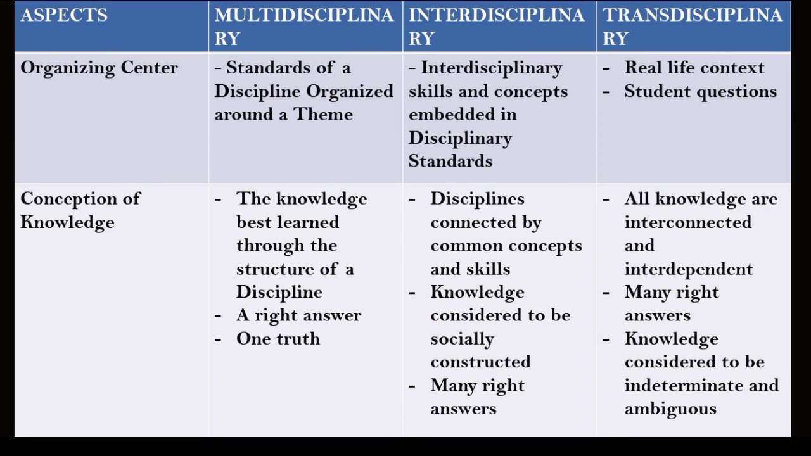Conception of knowledge. In multidisciplinary, the knowledge is best learned through the structure of a discipline, and there is one right answer and one truth. In interdisciplinary, disciplines are connected by common concepts and skills, knowledge is considered to be socially constructed, and there are many right answers. In transdisciplinary, all knowledge is interconnected and interdependent. There are many right answers, and knowledge is considered to be indeterminate and ambiguous.